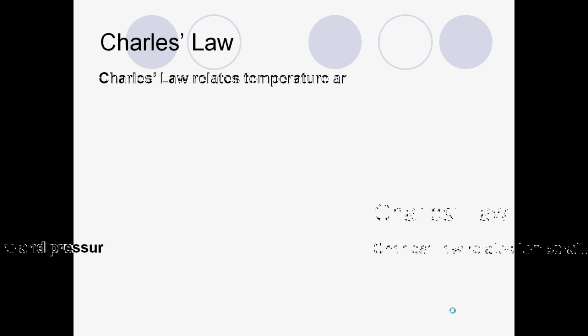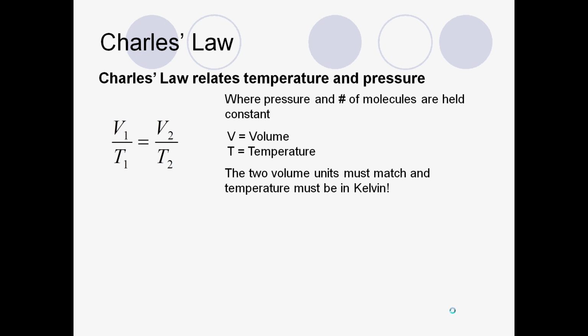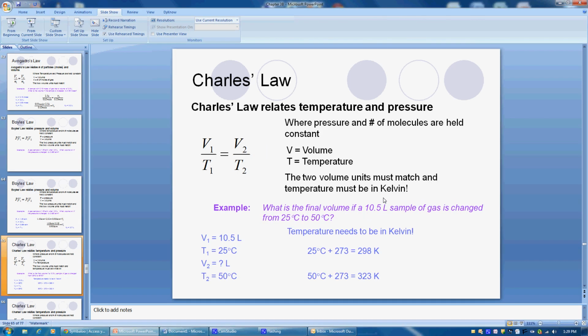The other law we're going to talk about today is Charles' law, and this relates temperature and volume. Pressure and the number of molecules are held constant. So here again we're going to write down what we know. Volume units must match and temperatures must be in Kelvin. To get a temperature in Kelvin, you have to take Celsius plus 273.